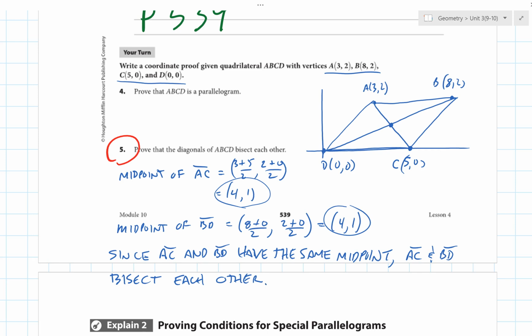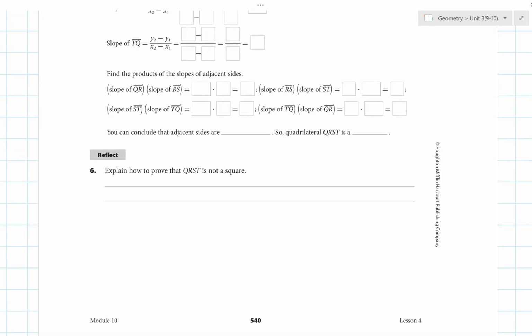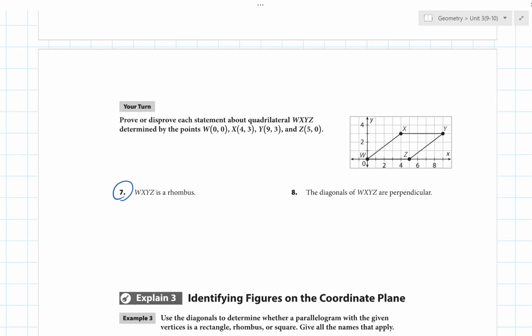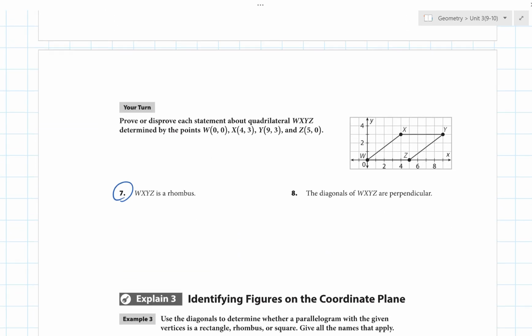And now we'll skip forward to problem 7, which is on page 541. So here in the directions it says, prove or disprove each statement about the quadrilateral WXYZ. And we're trying to either prove that it's a rhombus or disprove that it's a rhombus. The work for that would be the same. The definition of a rhombus is a quadrilateral that has 4 sides congruent. So all 4 sides need to have the same length. And so we'll use the distance formula to find the lengths of the slanted sides.